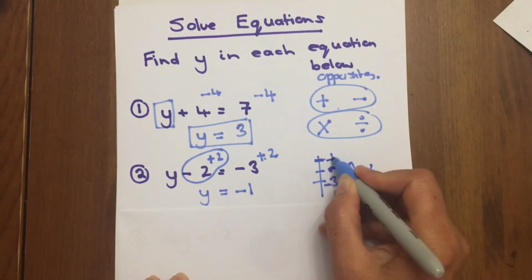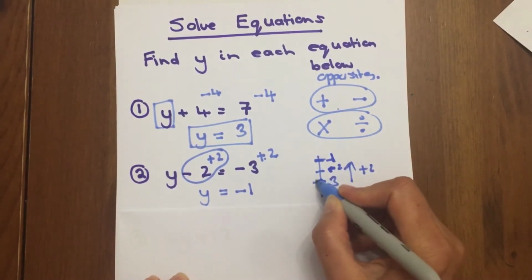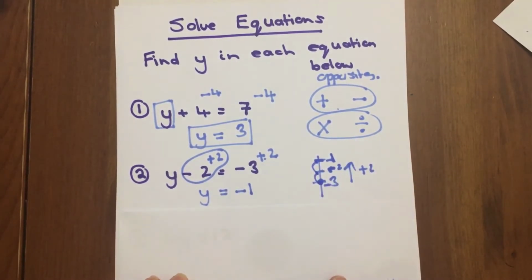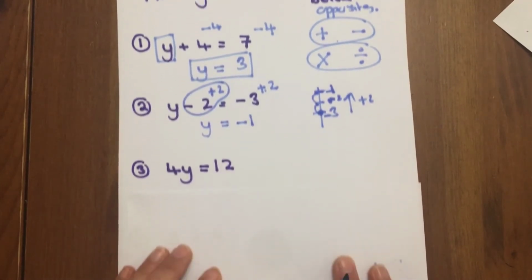-1, sorry. Yeah, start at -3 and go up 2. You end up at -1. Okay, this one. What's the opposite?